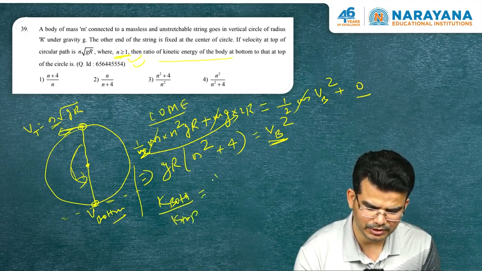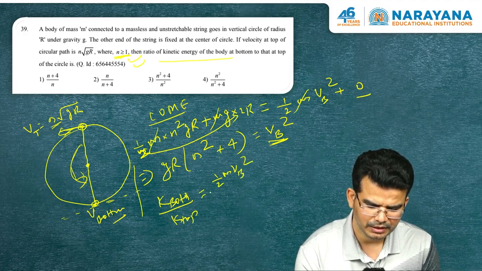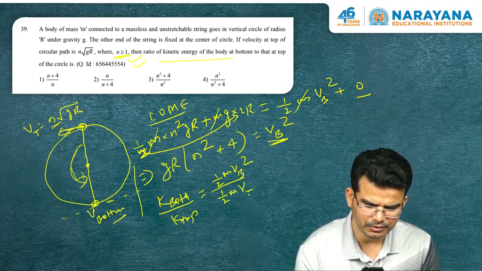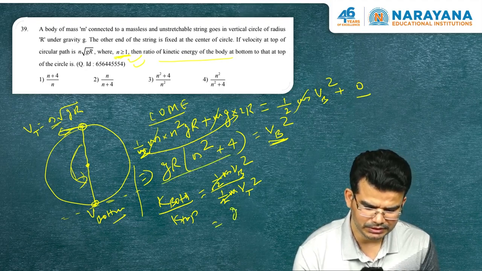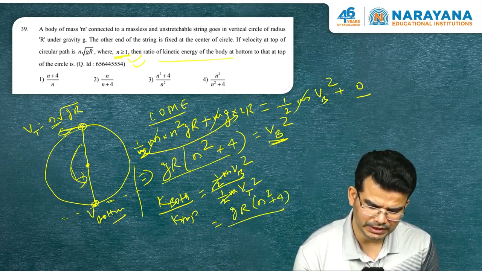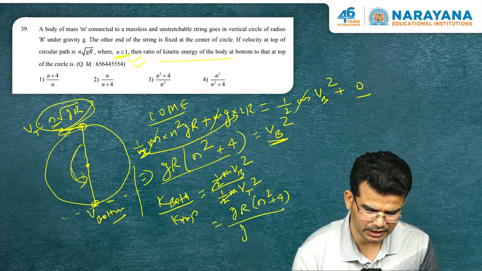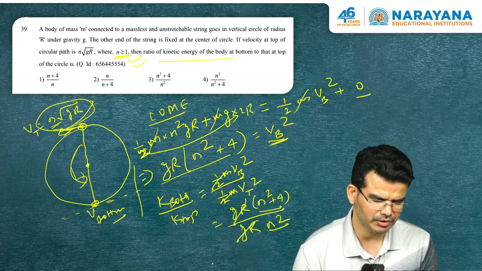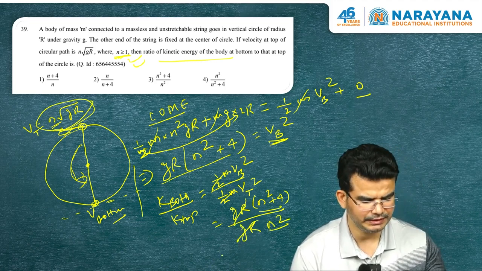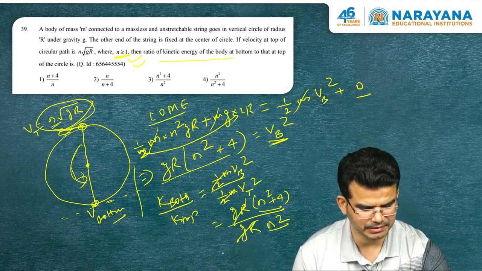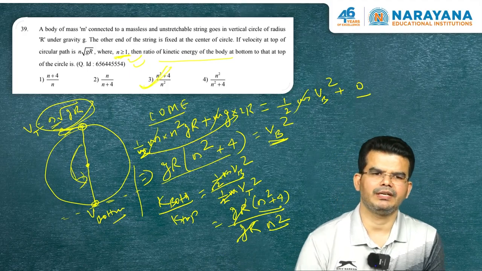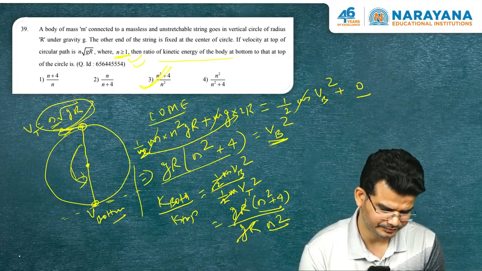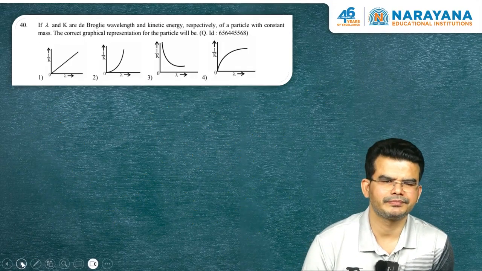So, what is kinetic energy at the bottom? Half m Vb square upon half m Vt square at the top, this cancels. So, Vb square upon Vt square. Vb square is gr into n square plus 4, upon Vt square, which is already given, gr n square. Such a simple problem, this gets cancelled. So, n square plus 4 upon n square. You can easily see which option is there. So option number 3 is the correct answer. Okay, fine, great. Let's move to the next question.